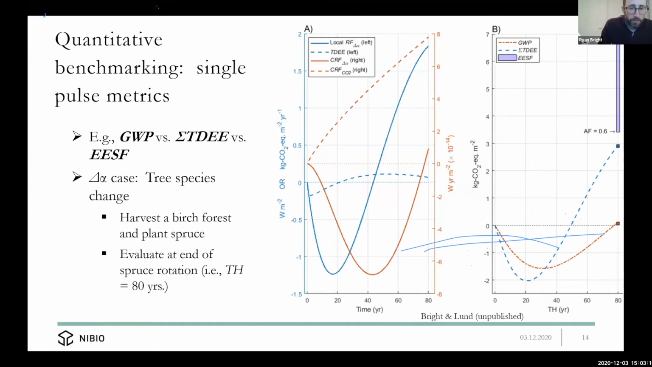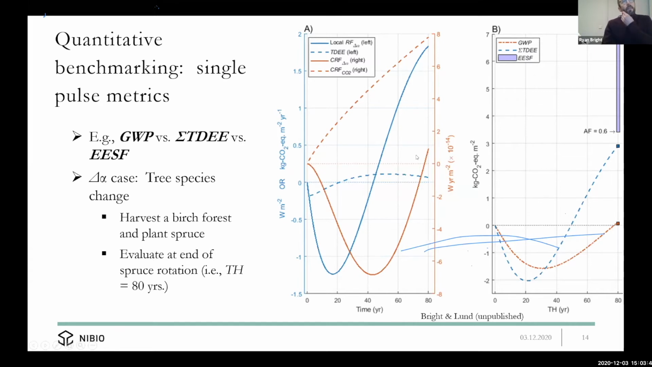So first, focus on the solid blue curve here. This is the local instantaneous shortwave radiative forcing at the top of the atmosphere associated with the surface albedo differences over the forest life cycle. And then the integration of this curve, which is needed to estimate GWP, is the solid red curve here.